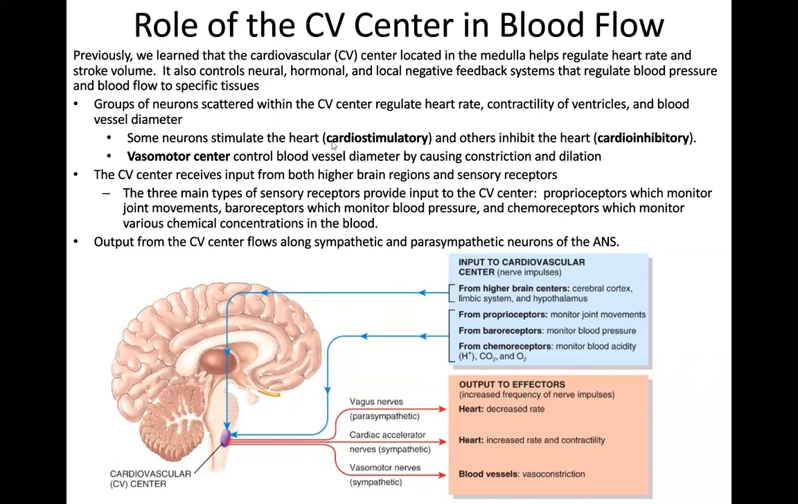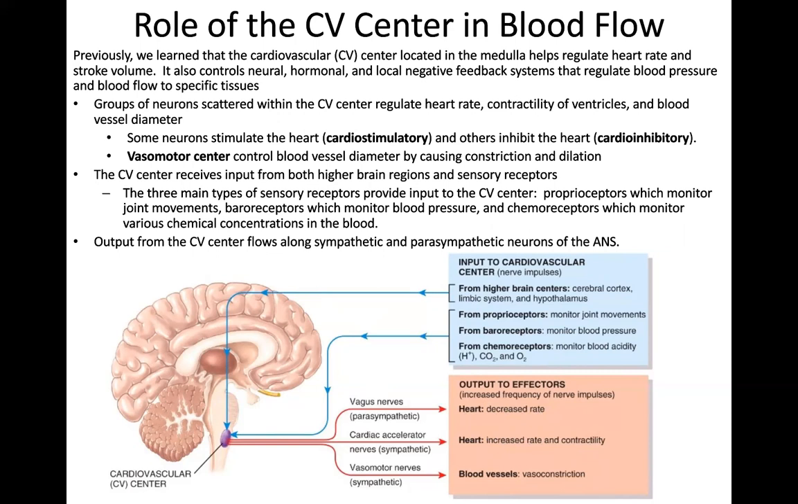What we talked about in our last lecture is this bullet here. The neurons of the cardiac center in our medulla can either be cardiostimulatory. In other words, these are the cardiac accelerator nerves of the sympathetic nervous system that increase heart rate and contractility. Whereas the cardioinhibitory ones are the vagus nerves that decrease your heart rate and really don't do too much to contractility, but by decreasing heart rate, they decrease cardiac output.